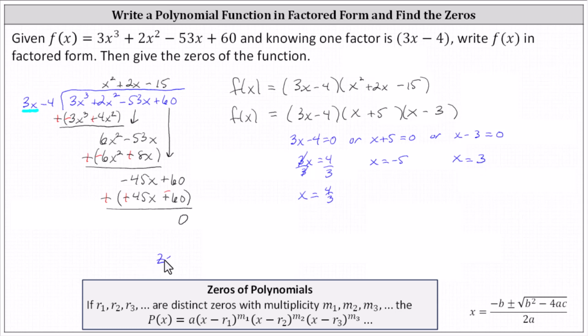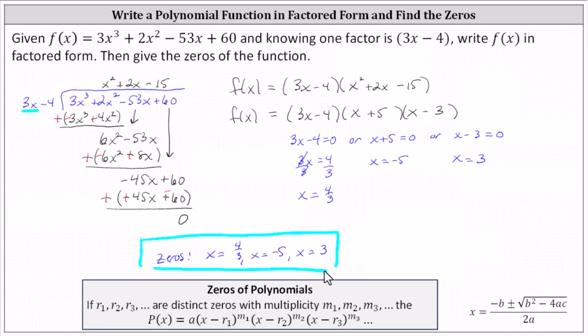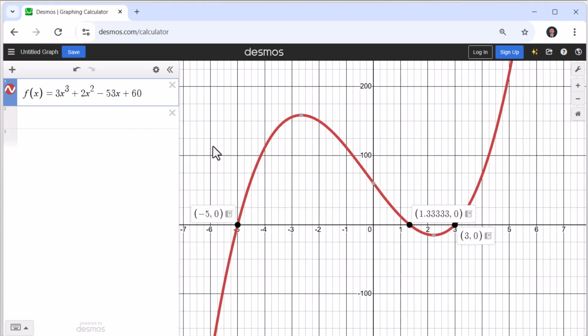The zeros, again, are x equals 4/3, x equals negative 5, as well as x equals 3. Let's verify these zeros graphically by graphing the polynomial function and determining the x-intercepts. I've already set this up using Desmos. Notice we have 3 x-intercepts.